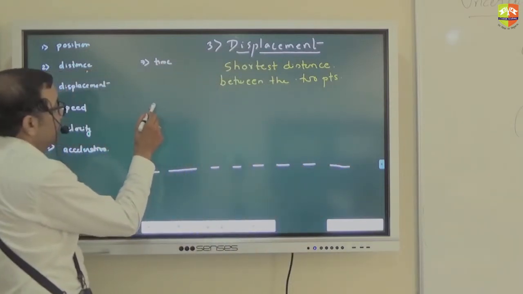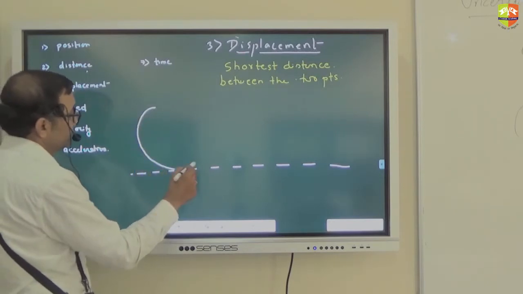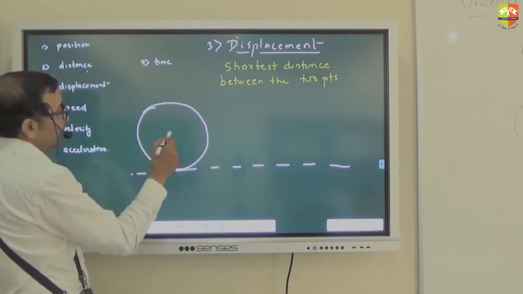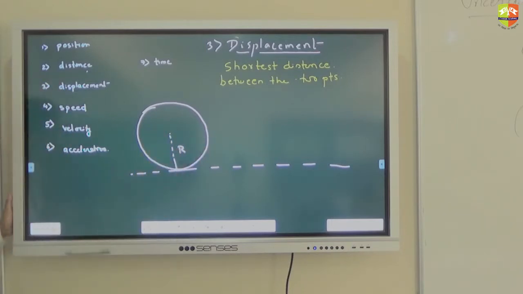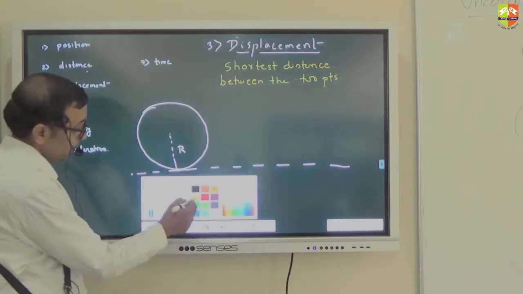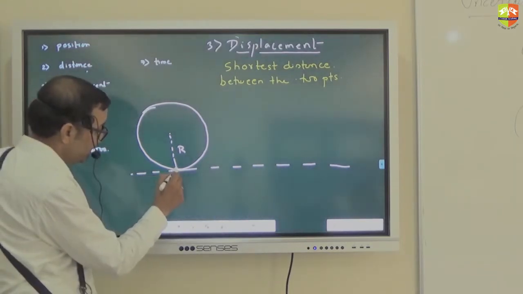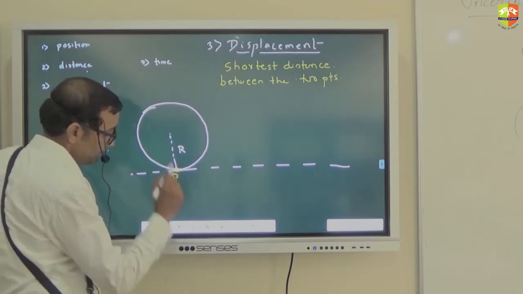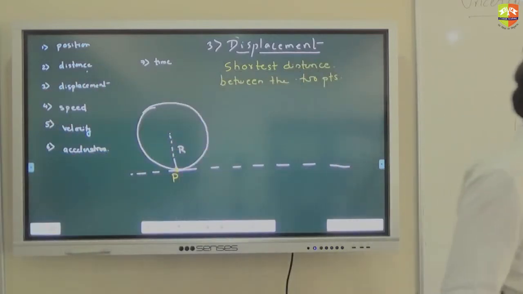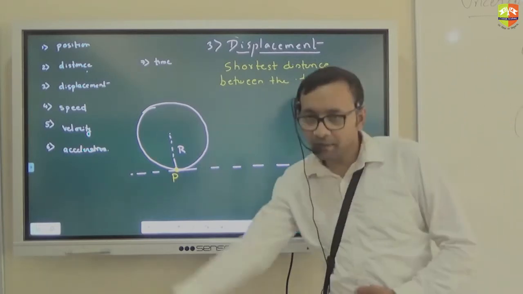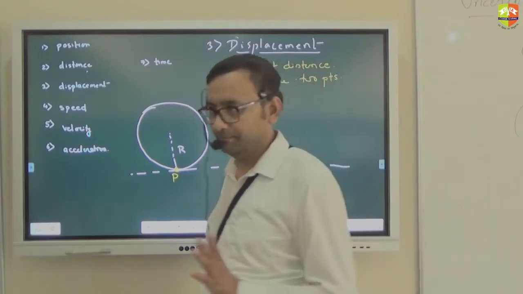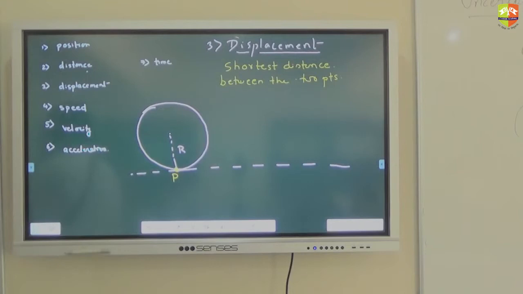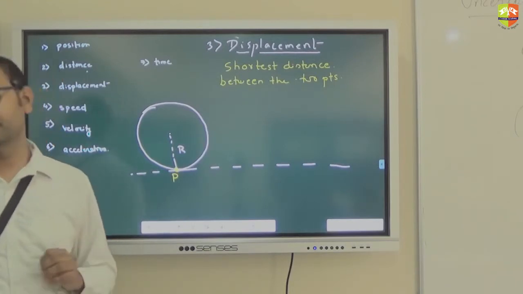Now do this question. Stop talking. You have a disc of radius r which can roll on the horizontal surface. Okay, here is a point P. Suppose it rolls by 360 degrees, P will again come down or not? Okay. It rolls by 180 degrees. Find out the displacement of point P.